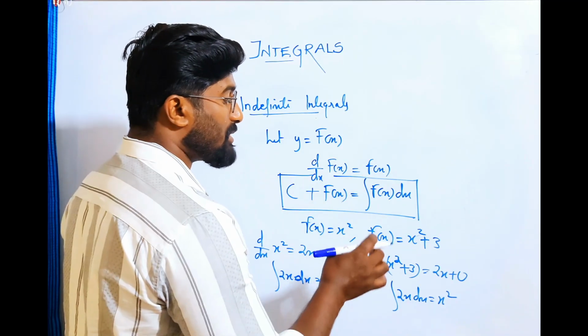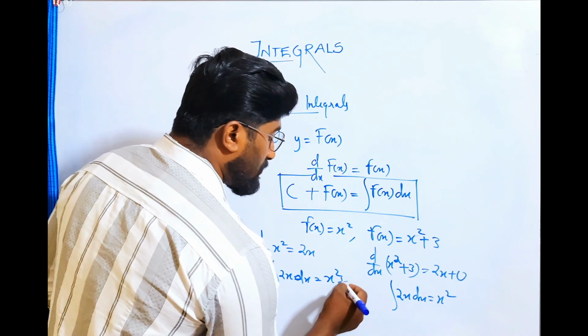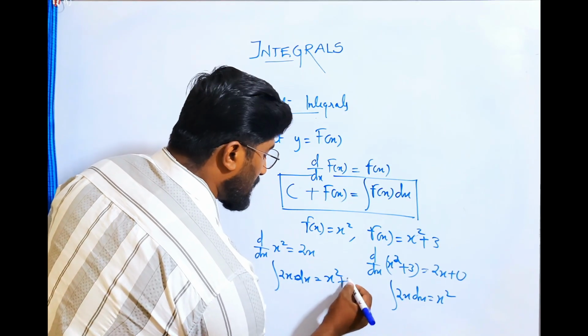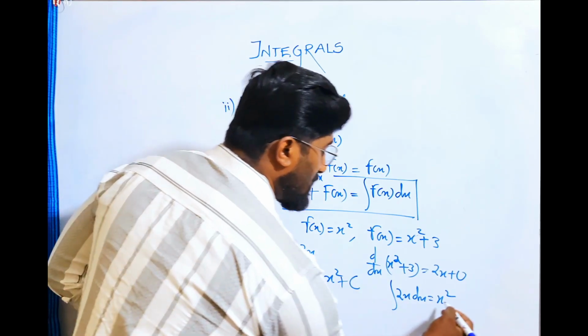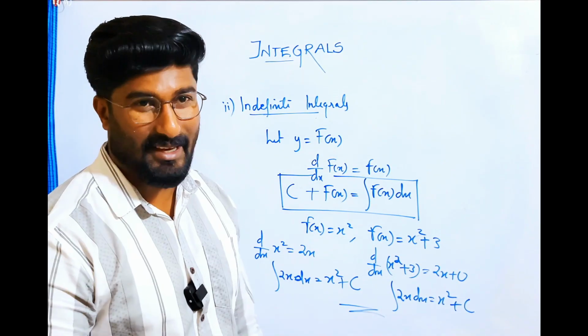So to represent that, we are using c here. That means constant of integration. So you can write it as x² + c. Here also x² + c, the constant of integration. I think this is clear.